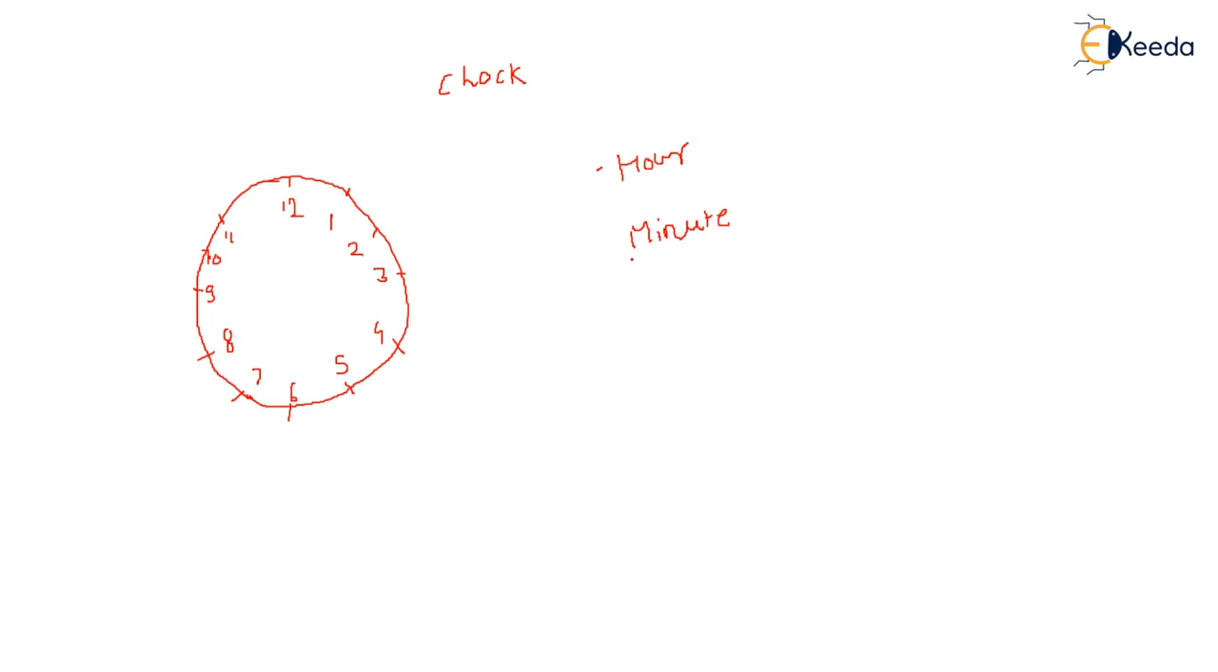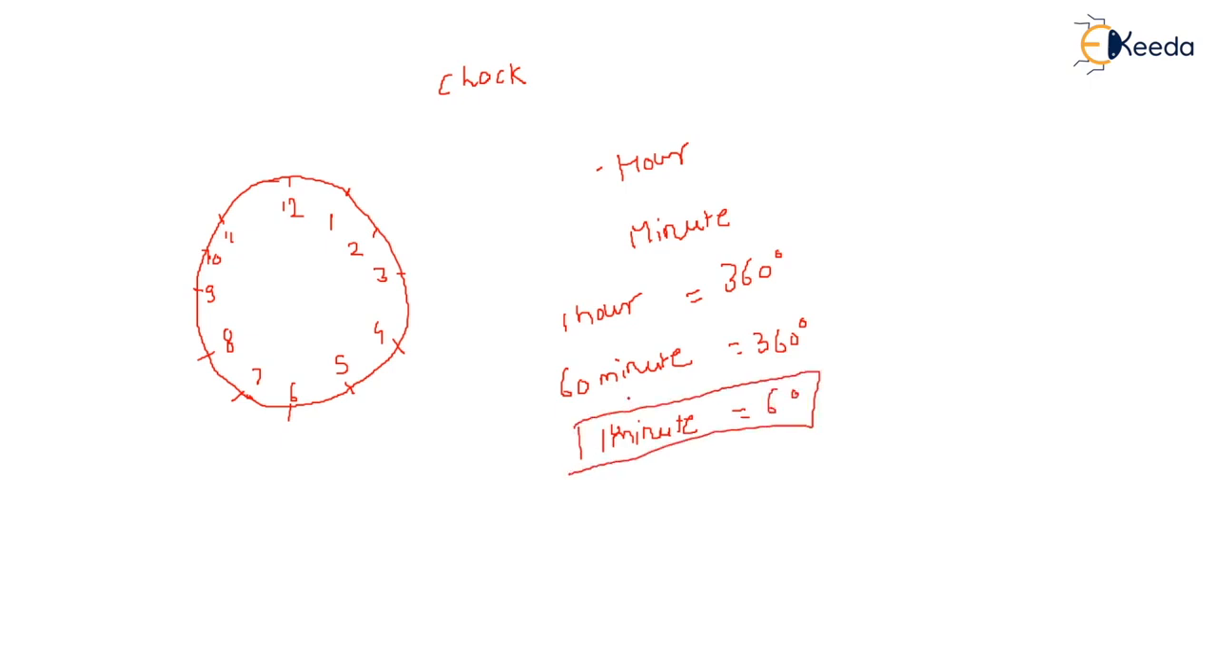In 1 hour, how many degrees does the minute hand cover? It covers 360 degrees. 1 hour means 60 minutes. So in 60 minutes, if it is covering 360 degrees, in 1 minute how many degrees will it cover? 6 degrees, right? This thing is familiar to you. In 1 minute, the minute hand will cover 6 degrees.